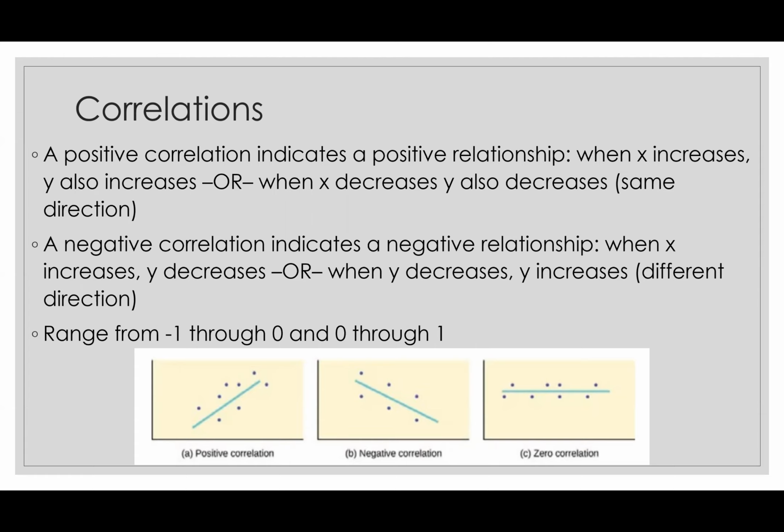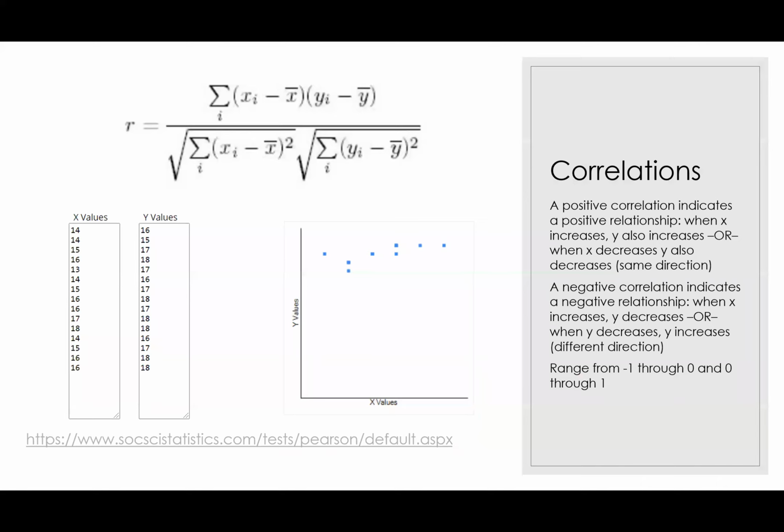So when X decreases, it's still a positive correlation if X and Y decrease together in the same direction at the same time. A negative correlation indicates a negative relationship, when one variable increases and the other decreases, and they're going in the opposite direction. And correlations give you a value that ranges from -1 to 0 and 0 to 1. So this is the formula for correlations.